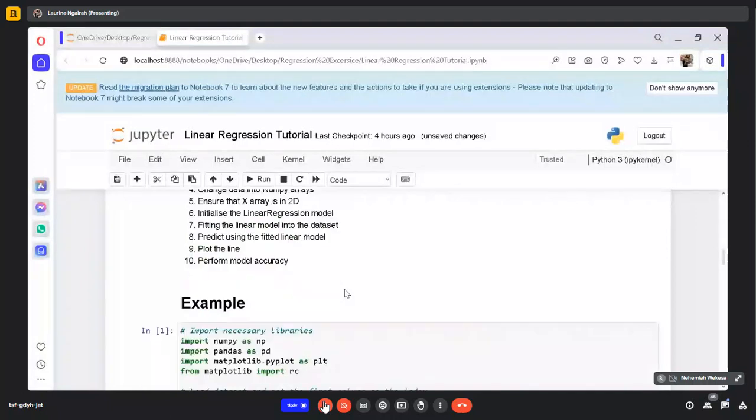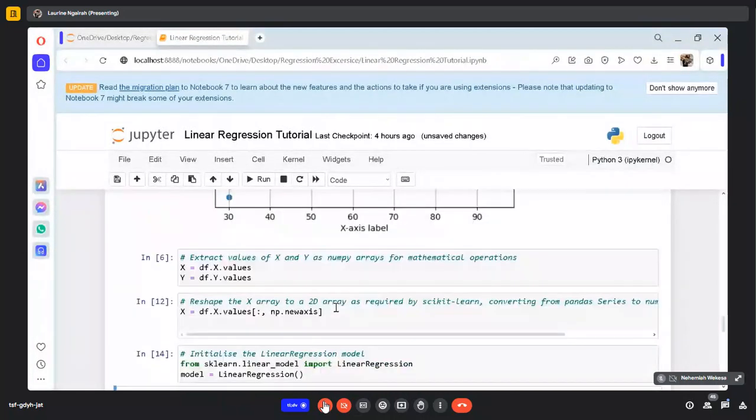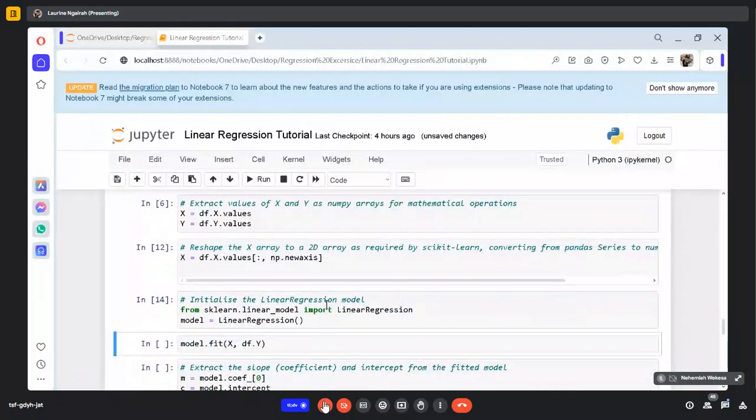Lorraine, do you mind showing us how our data set will look after converting the X array into 2D? Okay, let's see. Where did we convert it here?